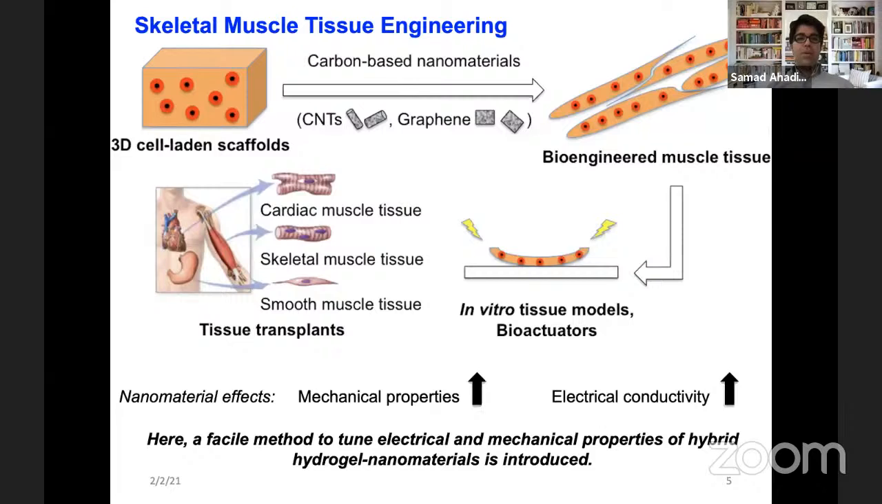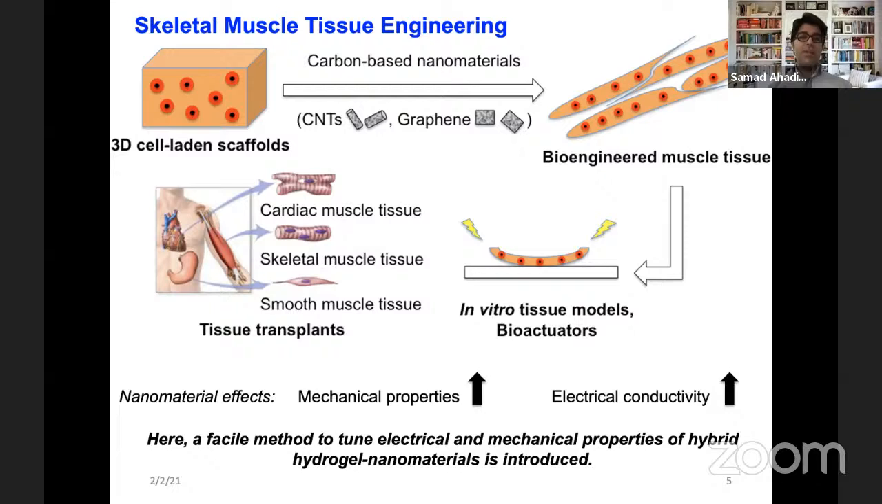So today I would like to talk about skeletal muscle tissue engineering and the role of nano biomaterials in engineering functional muscle tissues. In order to engineer any kind of tissue, people often use cells. They encapsulate the cells inside biological scaffolds and come up with three-dimensional scaffold structures, and using external stimuli like electrical or mechanical stimulation, they want to have functional tissues for implantation and other therapeutic applications.